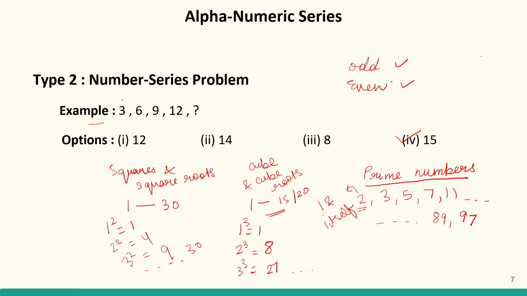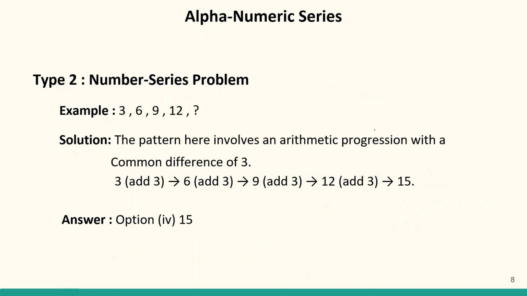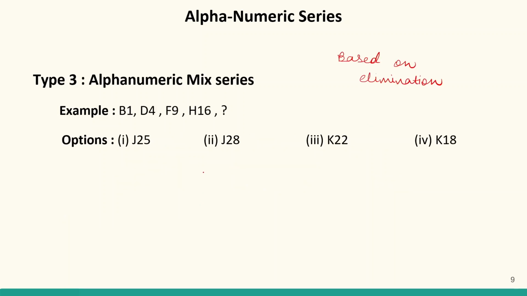Now let us solve this example. In this example, we can see that there is an addition of 3. 3 plus 3 equals 6. 6 plus 3 equals 9. 9 plus 3 equals 12. So similarly, 12 plus 3 will be equal to 15. That will be your answer, right? So this is the solution for this problem: the common difference is 3 and the answer is given. Now, let us look at alphanumeric mix series. This I will explain to you in 2 minutes, what is meant by based on elimination.